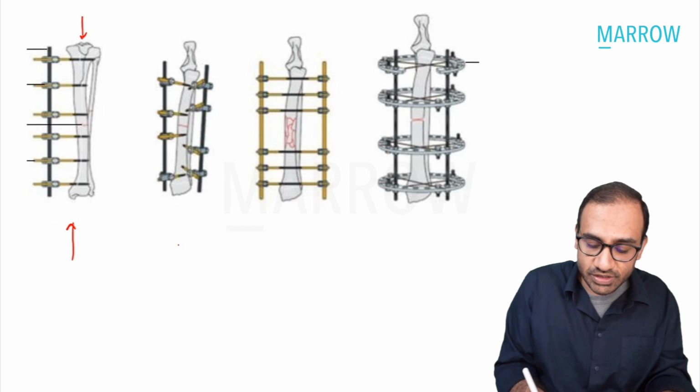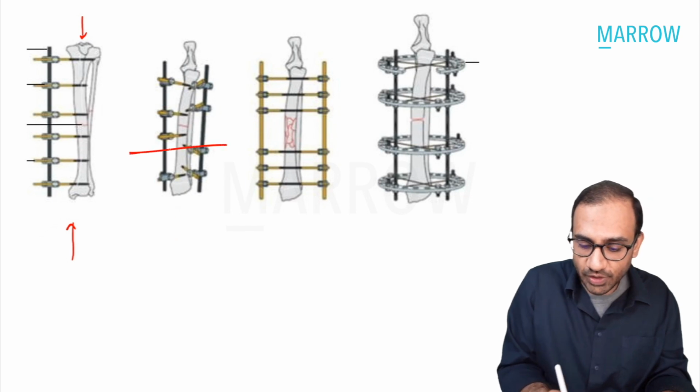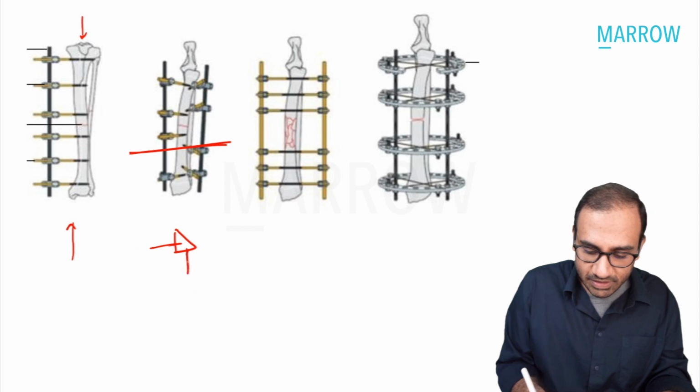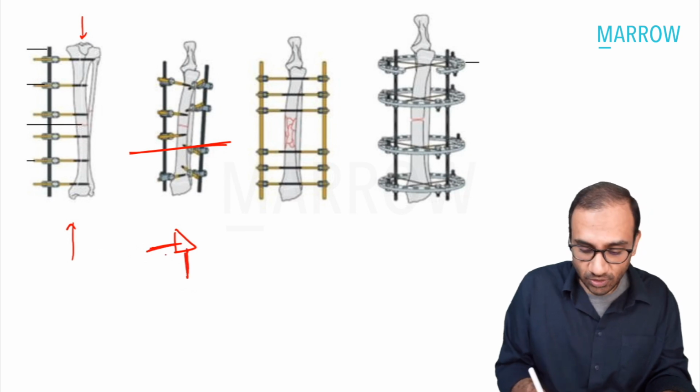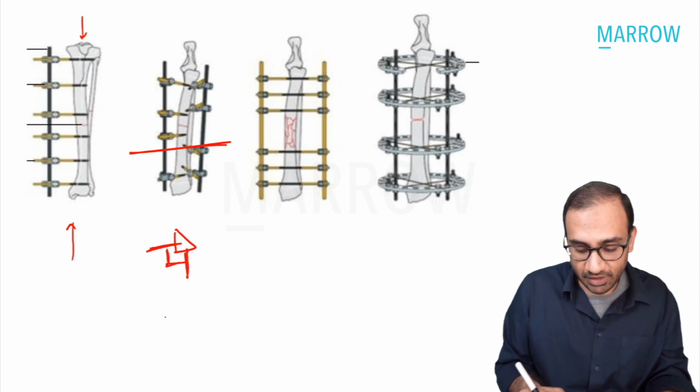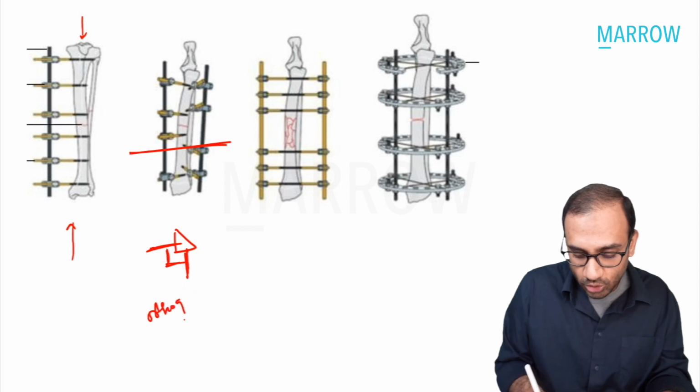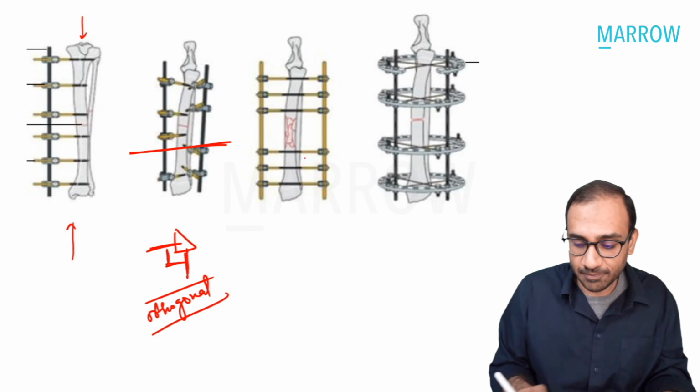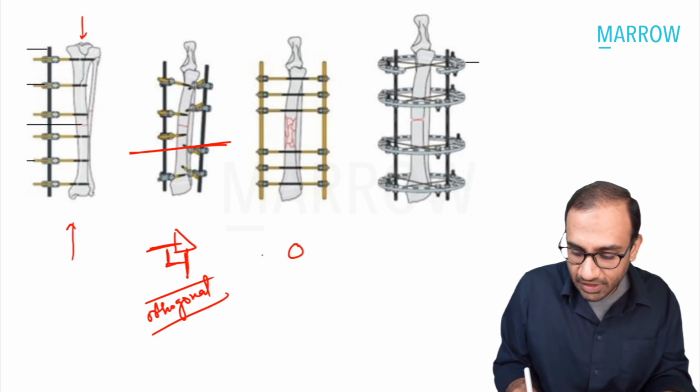Over here, what you're noticing is, suppose I show you an axial view. So this is the tibia, and you will notice that one pin is here and the other pin is here. So these are two planes perpendicular to each other: biplanar, or you can also call it orthogonal, right?